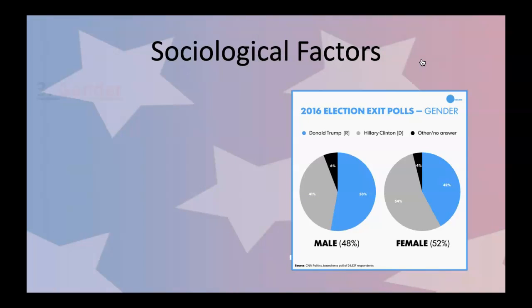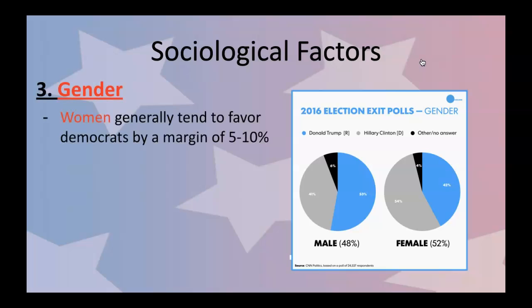Some other sociological factors to keep in mind here, let's look at gender. When it comes to gender, here's the breakdown. Women generally tend to favor Democrats by a margin of 5 to 10% in most national elections, which is somewhat of a sizable majority. However, men tend to favor Republicans. But why might this be the case?